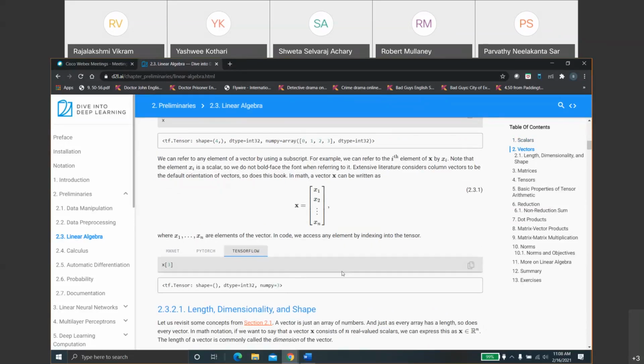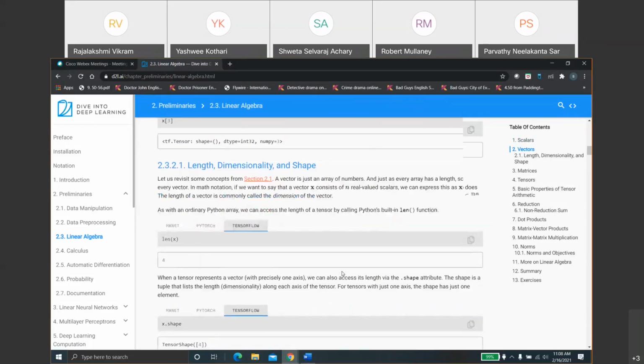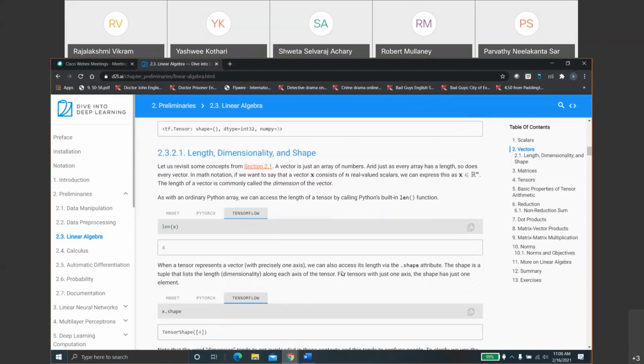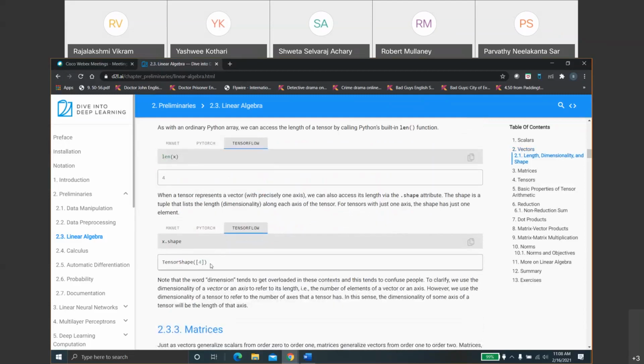Length, dimensionality, and shape: for a vector, all these terms mean the same. It means the number of elements present in the vector. In the previous vector that we saw, the number of elements present was 4. So the length of x is 4. We can use x dot shape too. It will return 4. So what's the difference?